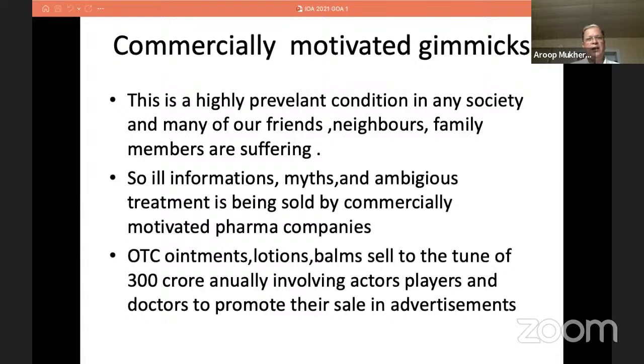This is a highly prevalent condition in any society, and many of our friends, neighbors, family members are suffering from it. So misinformation, myth, ambiguous treatment is being sold by commercially motivated pharma companies. OTC ointments, lotions, balms sell to the tune of 200, 300 crores annually, involving cinema actors, players and doctors to promote the sale in their advertisements. So this is what is mobilizing the pharma companies to make more and more OTC products in the form of ointments, lotions and balms.